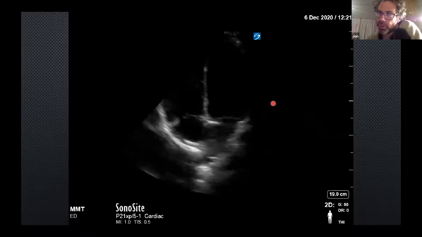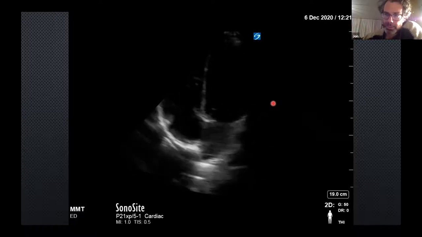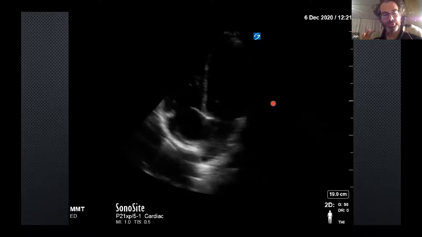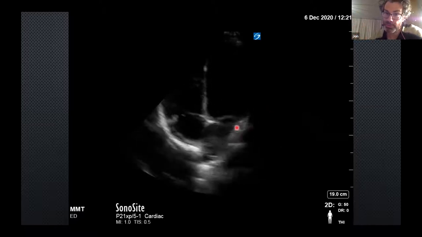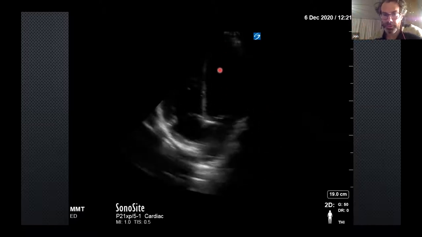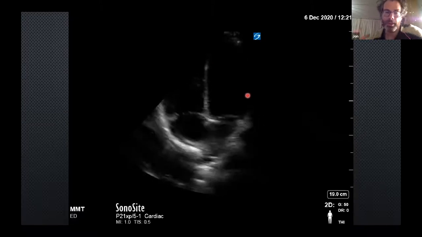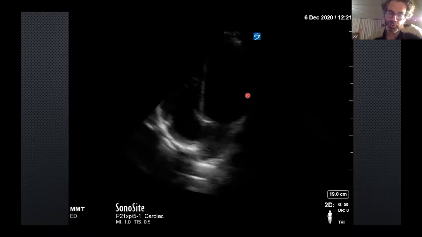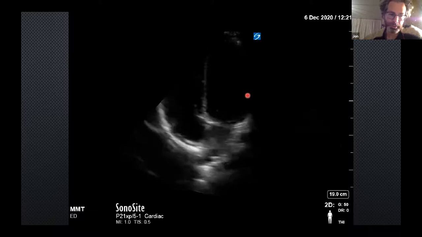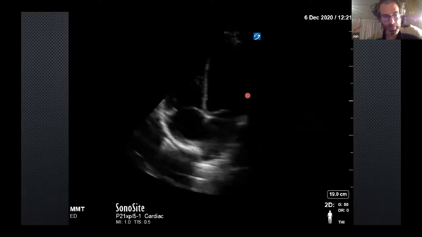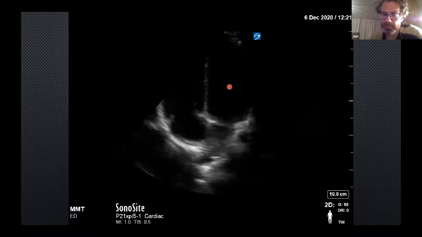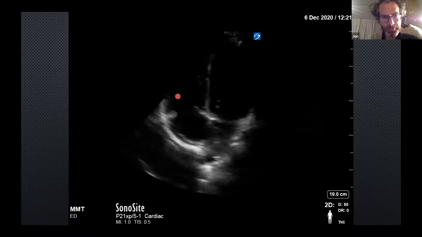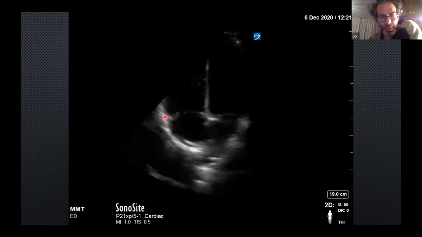So if you see reduced LV function on one image, it's always good to look at the other images to get more of an overall picture because there are different fibers that run in different directions. You have longitudinal fibers, which contract the LV from apex to base, but then there are also radial fibers and oblique fibers. And so, depending on what part of the heart's affected, you might only see reduced function in a certain plane. So you should always get as many different windows as you can and piece it together. But I think you'd agree from all the windows that we've seen, there's been some globally reduced function throughout. And yeah, the RV is also impaired, I'd say.